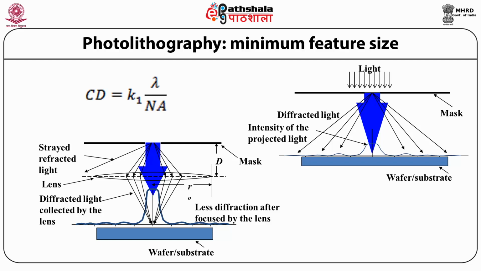So, in order to have higher resolution, photolithographic systems use ultraviolet lights from the gas discharge lamps. So this in detail we will be discussing later on.